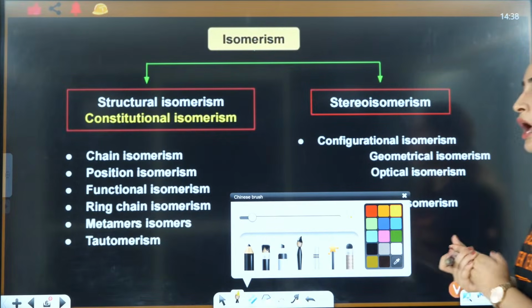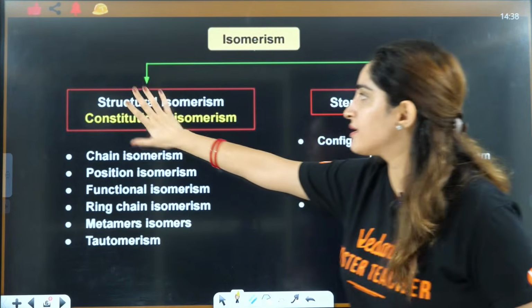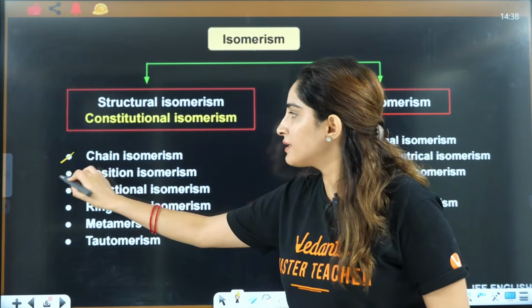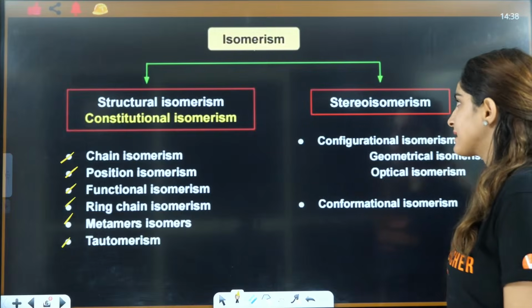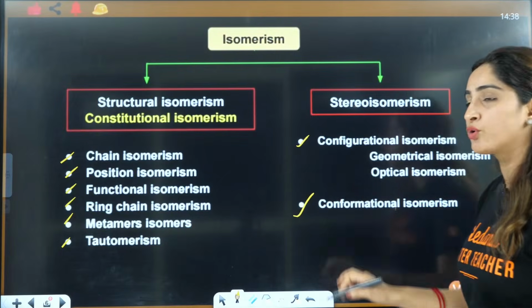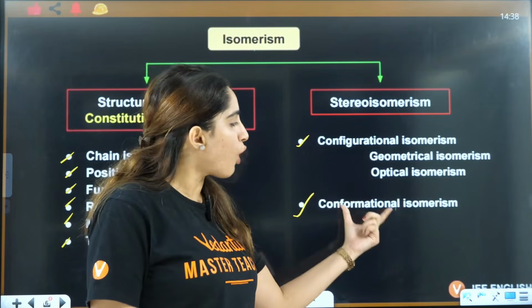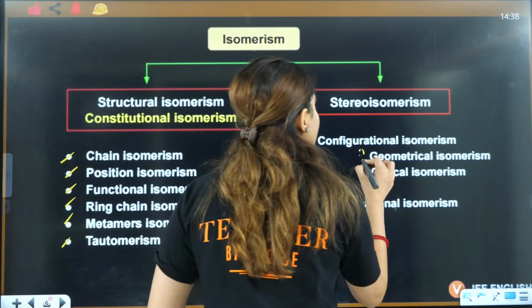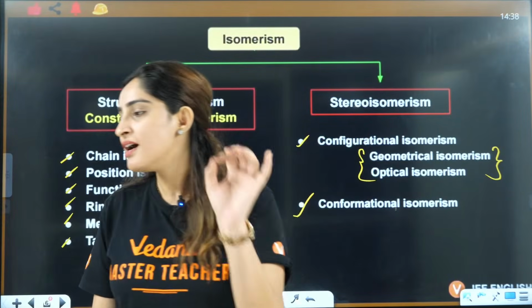Now guys, let's discuss isomerism. It was divided into two parts: one is structural, then there is stereo. Structural isomerism is also called constitutional, and we discussed all of it in the first lecture of isomerism, yesterday. Now here we have stereoisomers. Stereoisomers are further divided into two parts: one is configurational, the other is conformational. Conformational isomers we will do in the next class, and today we are going to talk about geometrical and optical isomers. This part we are going to complete in today's lecture. So let's start with it.